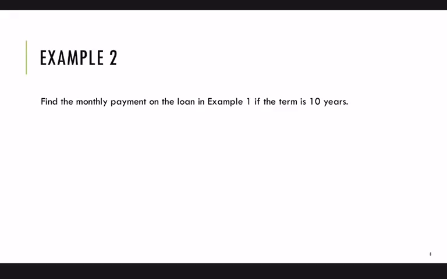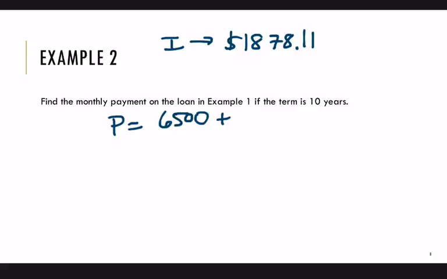Now, her principal, because her interest accumulated while she was in school, we found that the interest was $1,878.11. Now that's accumulated, so that all gets wrapped into her principal when she goes to start making those monthly payments. So the P in this formula is not only the $6,500 she borrowed, but we add to that the interest amount. So the principal is going to be $8,378.11.